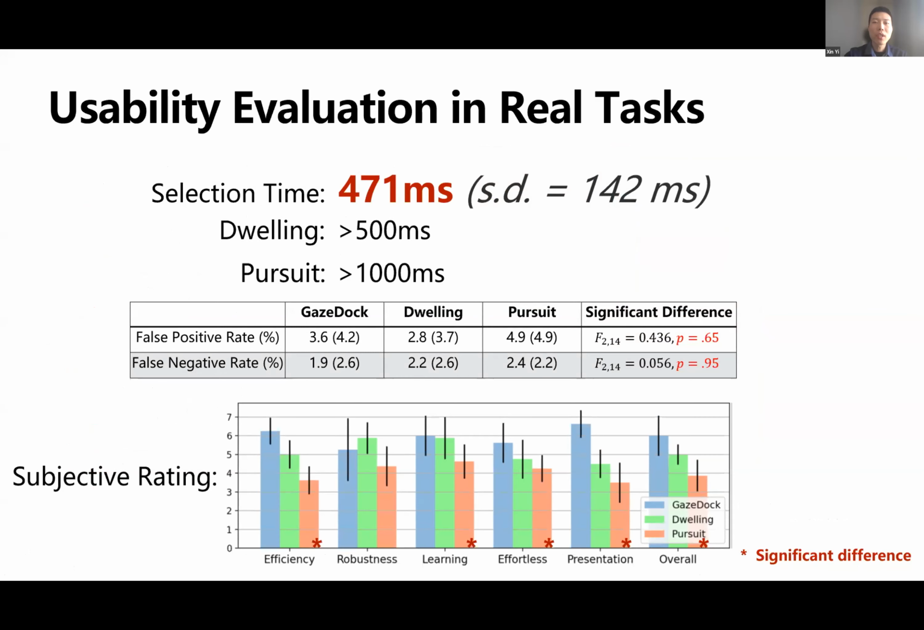Results show that the average selection time of GazeDock was 471 milliseconds, faster than the time of dwelling and pursuit. Also, the false positive rate and false negative rate of the 3 techniques were comparable, with no significant difference found among them. Finally, subjective ratings indicated that GazeDock was significantly more preferred by the participants in terms of efficiency, learnability, effortlessness, and overall preference.